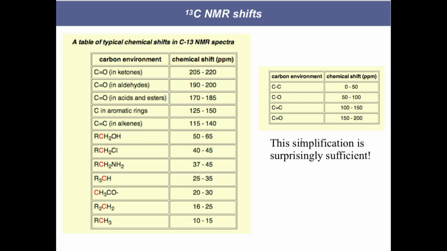This simplification is surprisingly sufficient, and for the most part in this lecture, we're just going to be following this scheme. We can look at which peaks show up in which of these ranges, and from that we'll determine how many of each type of these carbons we have.